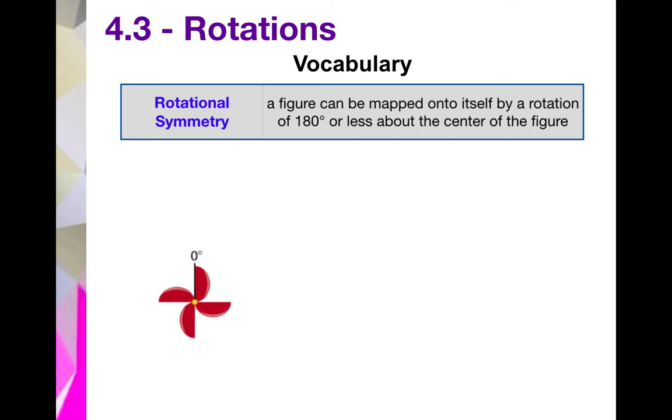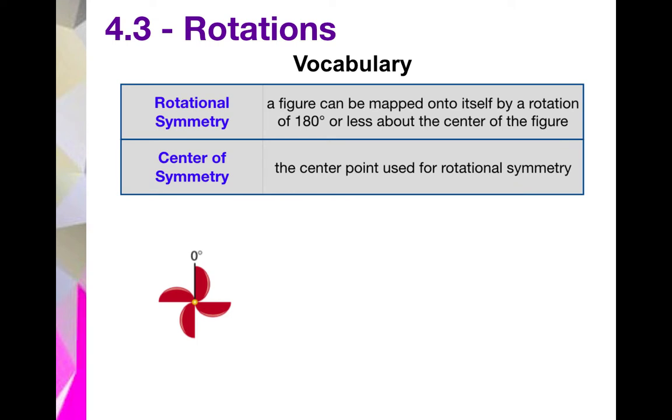Rotational symmetry is when a figure can be mapped onto itself by a rotation of 180 degrees or less about the center of the figure. If I take this figure and rotate it around this point, you can see that every 90 degrees it's going to map back onto itself. So I can rotate this and I have rotational symmetry.